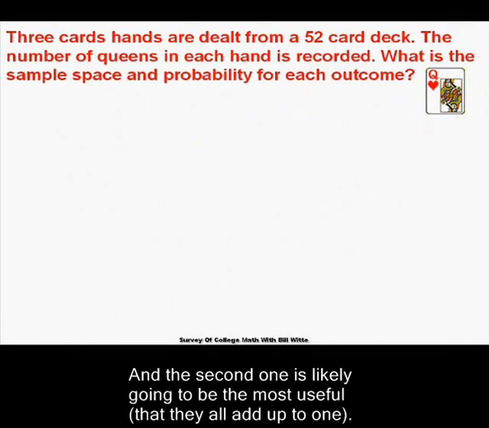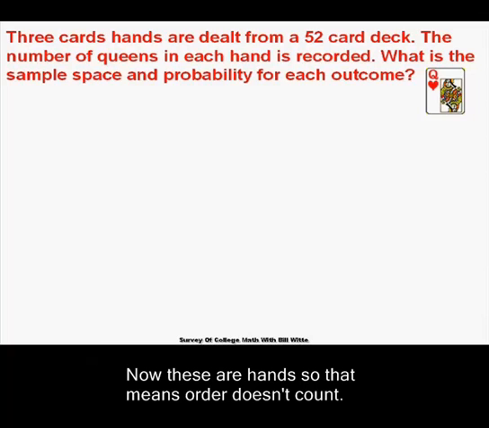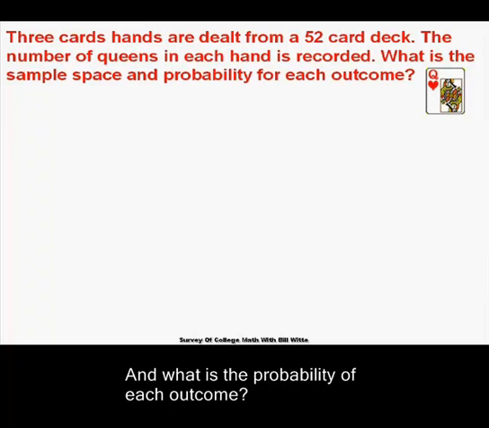Allow me to demonstrate. We did this one. For instance, 3 card hands are dealt from a 52 card deck. Maybe you're playing guts or something. The number of queens in each hand is actually recorded. And we want to know, what is the sample space? What are the possible things that can happen? And what is the probability of each of those outcomes?